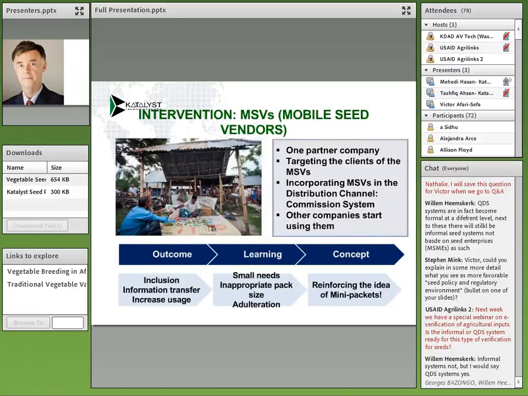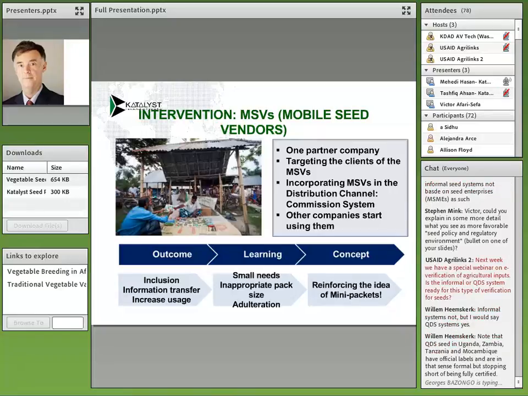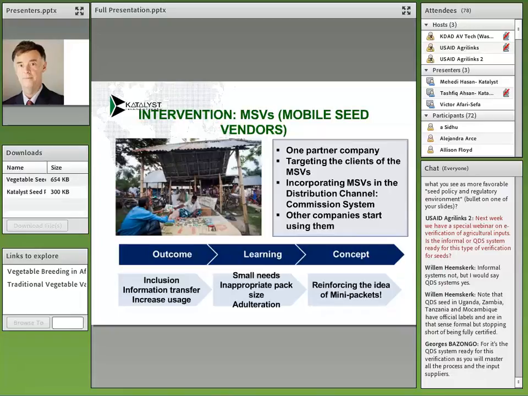Before going to our main intervention, I would like to go back to another intervention which was done previously by Catalyst. In 2008, Catalyst started working with a seed company by including mobile seed vendors, MSVs, in the company's distribution channel. Mobile seed vendors are basically seed sellers who visit different markets and sell seed. Up to that point, MSVs had been selling only inferior quality, non-packet seeds to poor farmers. Within 2 years, this initial intervention had been widely adopted by other companies and showed there was a high market demand for quality vegetable seeds among poor farmers.